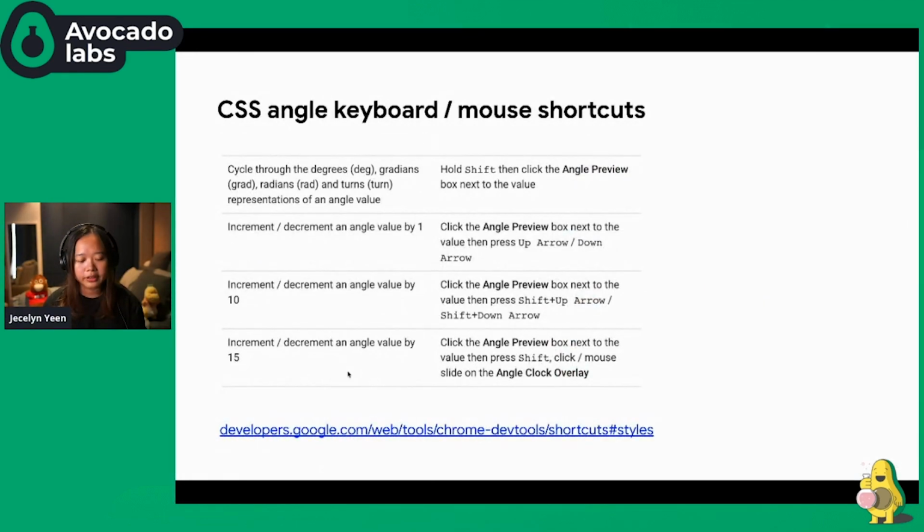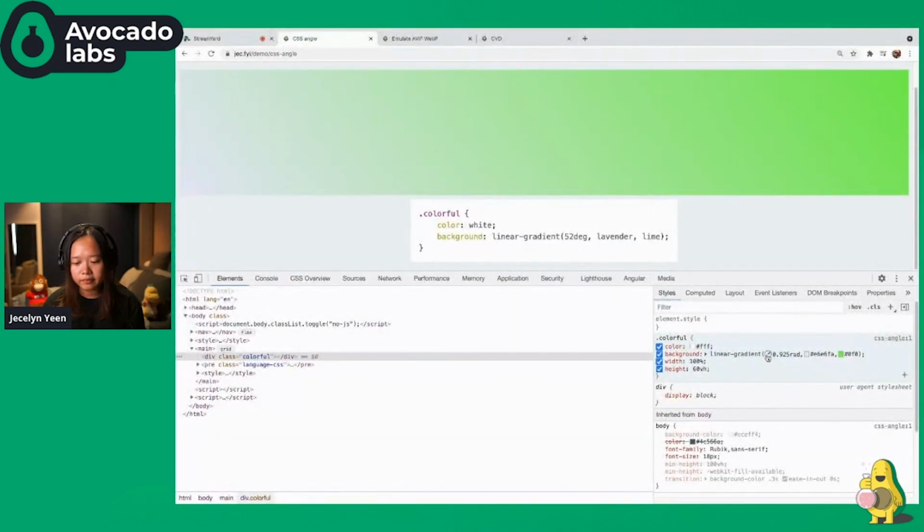we actually have documentation to talk about all the shortcuts, but I will just demo a few of them. For example, if you want to increase or decrease an angle value by 10, you can hold Shift and then use the arrow up or arrow down button, or just scroll on your mouse. Let me just change it back to degrees. Let's say now it's 53 degrees. So I click here.